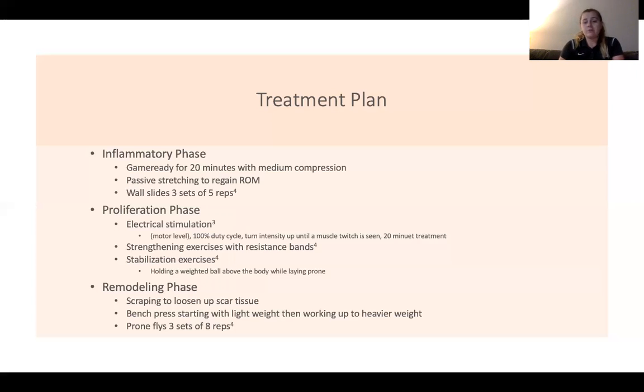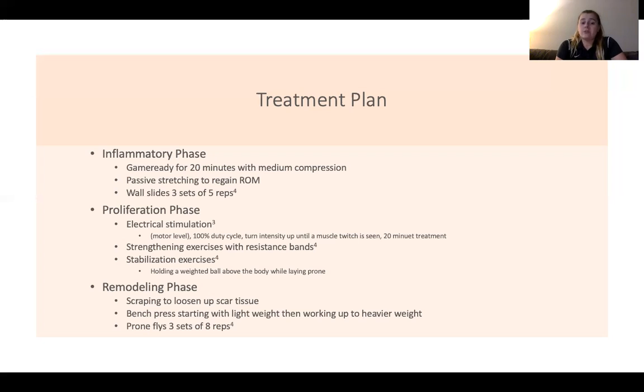During the proliferation phase, we're going to use some electrical stimulation, more so on a motor level this time. We're going to do a 100% duty cycle, and we're going to turn up the intensity until a muscle twitch is seen, and we're going to do this for about 20 minutes. And again, once that muscle twitch is seen, you can continue to turn up the intensity slowly to the athlete's tolerance.